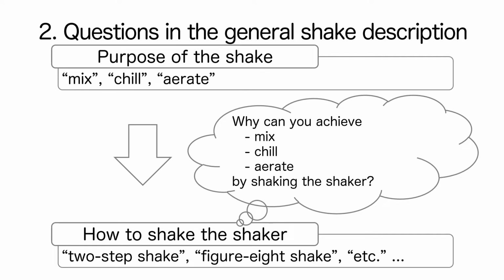However, it is rarely explained why the shaking of the shaker achieves the objectives of mix, chill, and aerate. Also, the effect of shaking the shaker on the movement of the ice and liquid inside the shaker is not explained, and it is only stated that shaking the shaker in this way causes complicated movement inside the shaker.